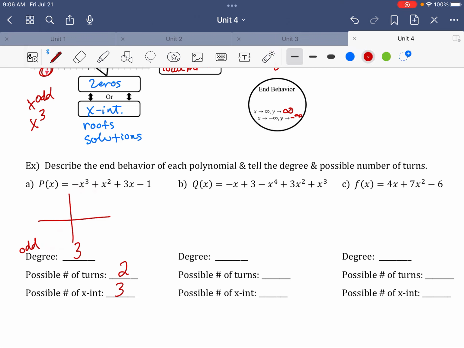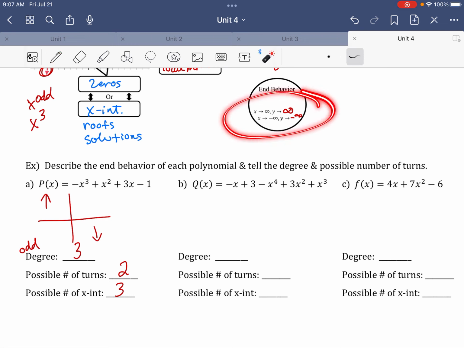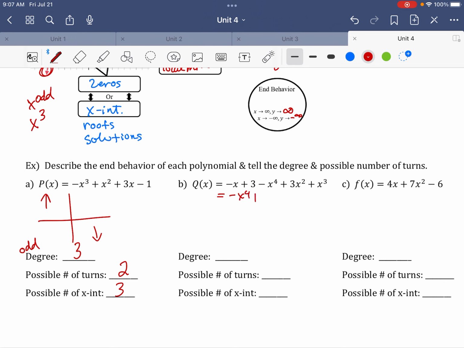But that's a negative right there. So actually what's going to happen is it's going to switch. So there's my end behavior basically. I'm basically just drawing a picture that would represent a statement like this. All right, so here we put negative x to the 4th first, then my x to the 3rd, my standard form, plus 3x squared minus x plus 3.